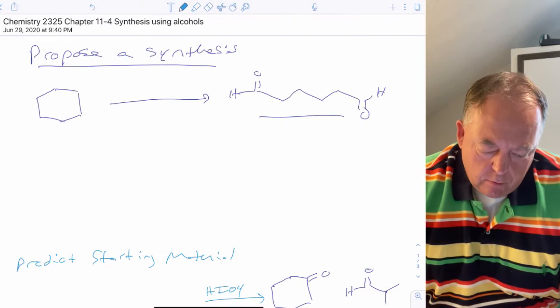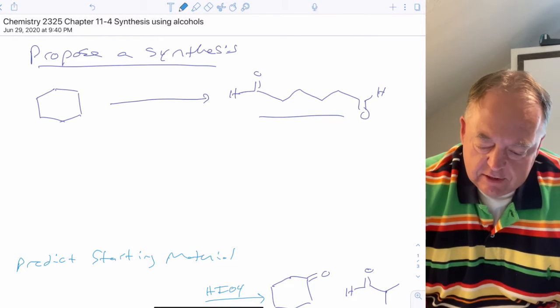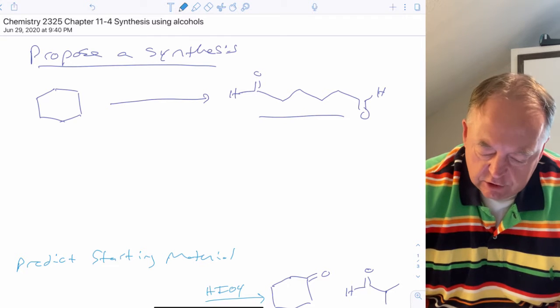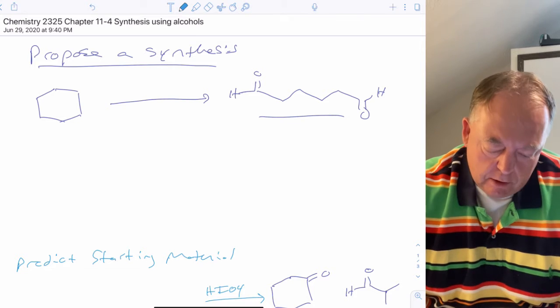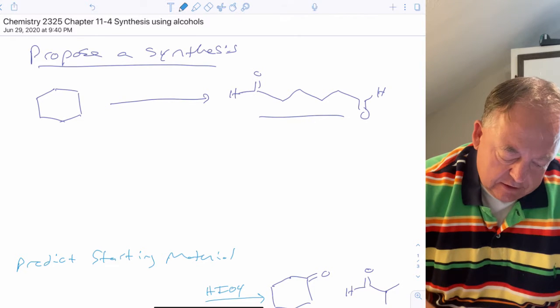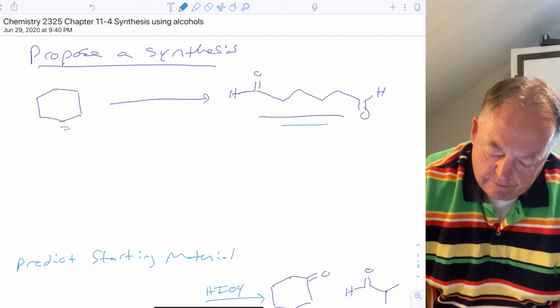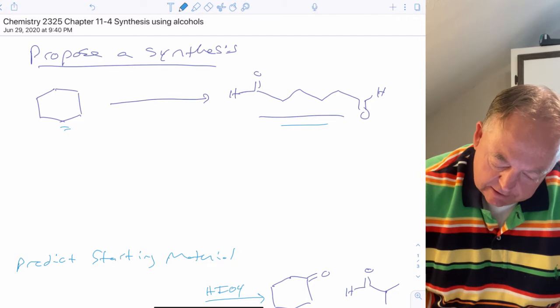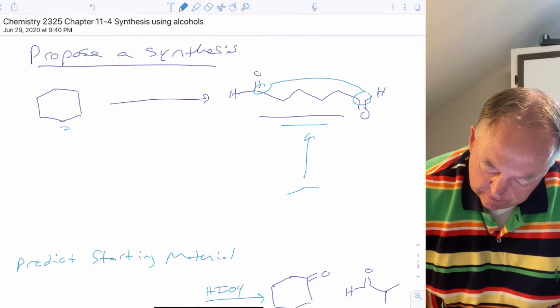Okay, so just one more lecture from chapter 11, just to cover a few points that I didn't make in previous lectures and to show you a synthesis problem using some of the chemistry from this chapter as well. So if you wanted to do this synthesis starting with cyclohexane and make this molecule, then we could have recognized, okay, we could have come from a diol.